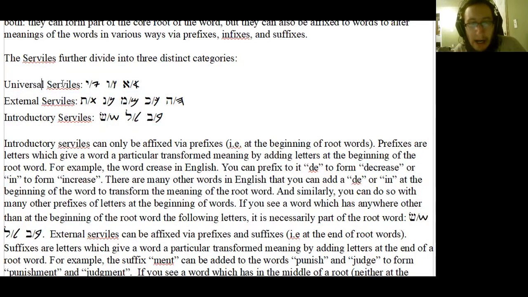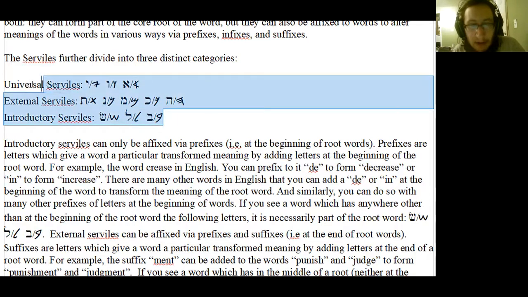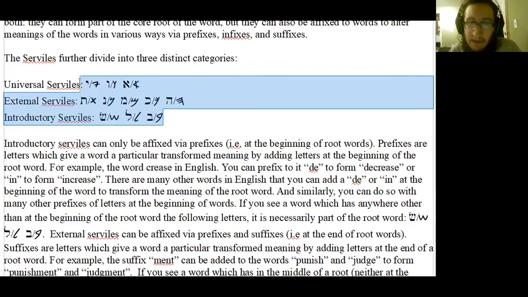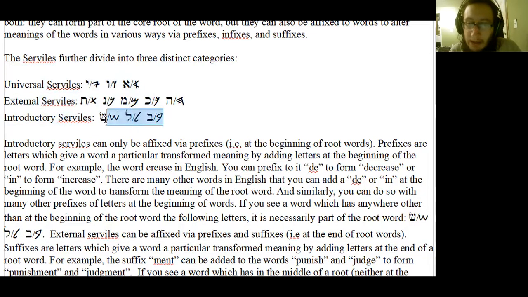So all servile letters, as you can see, can be prefixed to a root word. Most of them can be suffixed. Not all, but most can. Most of these serviles can be suffixed as well, but only a very few can be added in the middle of a root word.